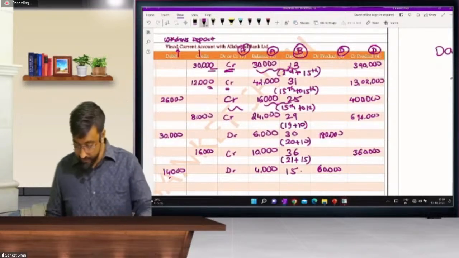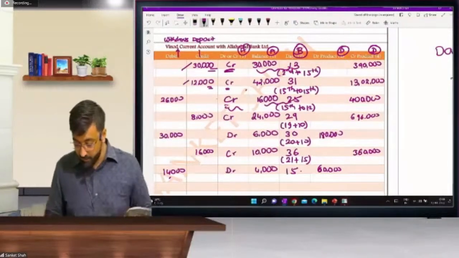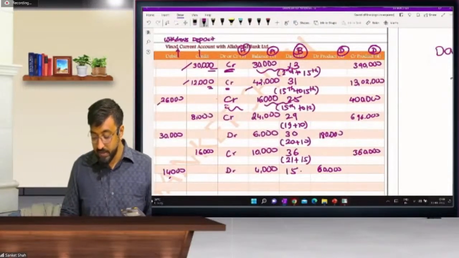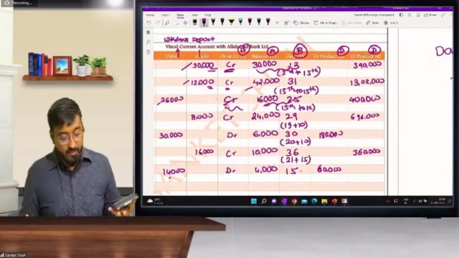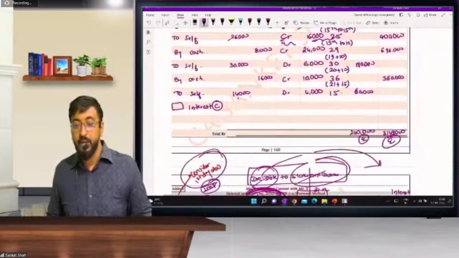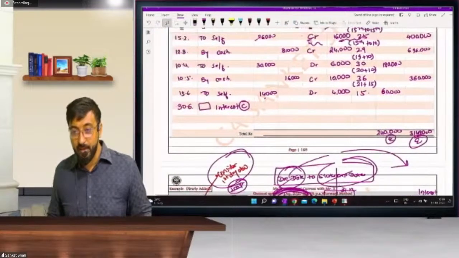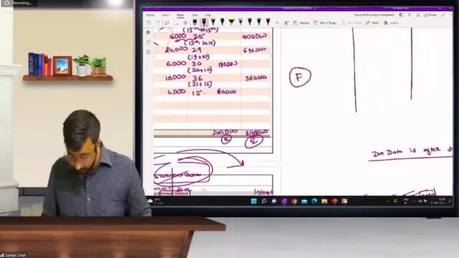Yes, 16,000 credit only. See, 30,000 plus 12,000, 42,000. Now you withdraw 26,000, still the balance is there, 16,000 credit. No one answered, beta, 16,000 credit will remain. Then we multiply, and after multiplying we got the answer on E. Now we are going to calculate F.